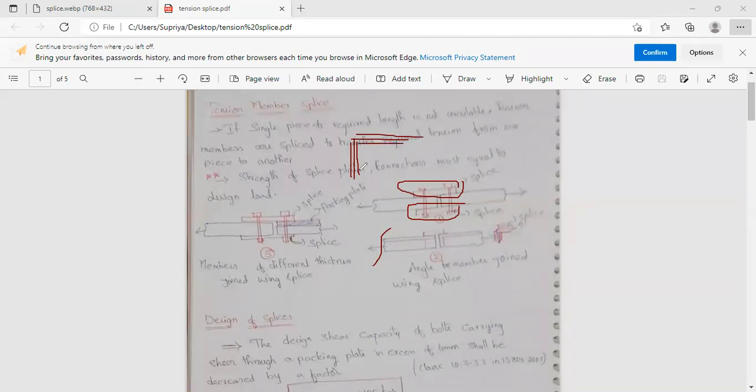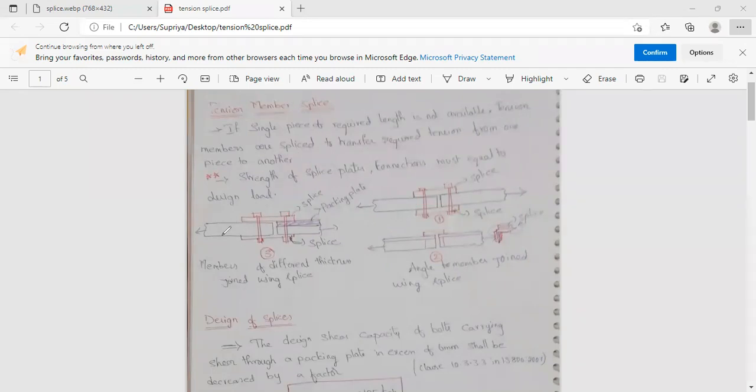Okay, means by using the angle section on one side and by using two tension splices on the other side, we have to join the angles. Tension splice doesn't always mean it is a horizontal steel member. Based on the shape of the main members, we have to select the shape of the tension splice. So simply, a tension splice is an external member that we are using to join the two main members.